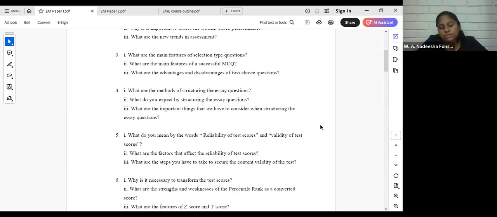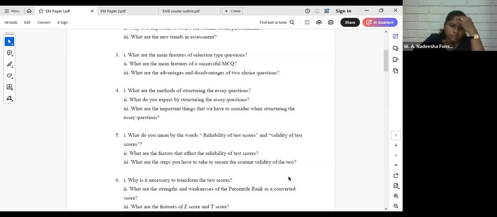Then we have to decide which type of questions we have to give them. Then in which question, what is the number, is it MCQ or essay question? Using that table we have to decide all those things.